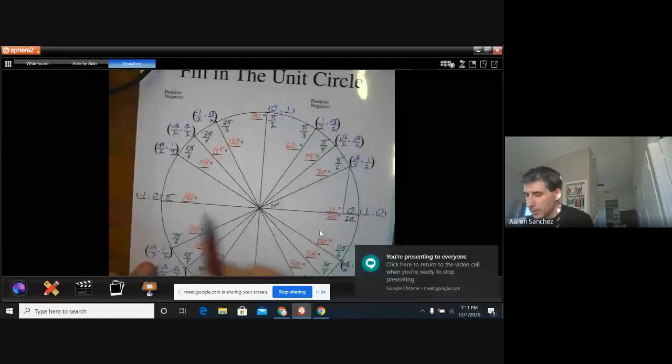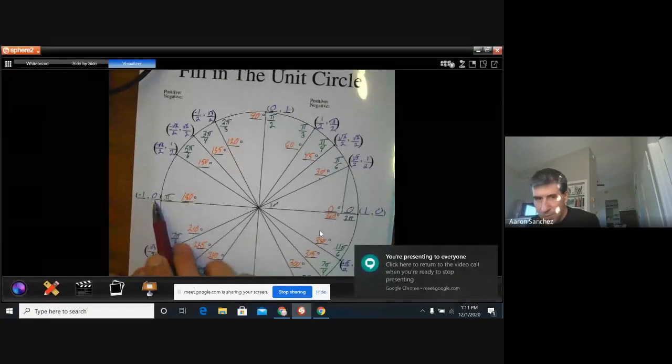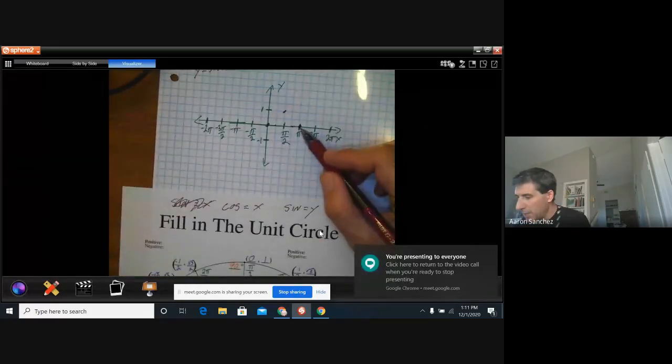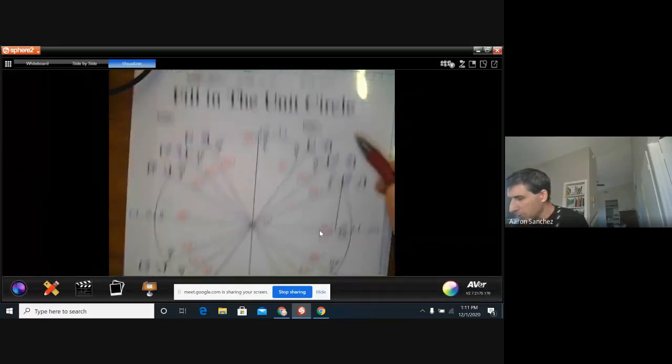Jacob, what is sine of pi? Would it be 0? 0. Why? Sine is y. That's 0. So look, at pi we go back down to 0. You saw that without me presenting. Very good, I'm very proud of you. Okay, sine of pi is 0, so we go back down to 0. Okay, 3 pi over 2. What is sine of 3 pi over 2?